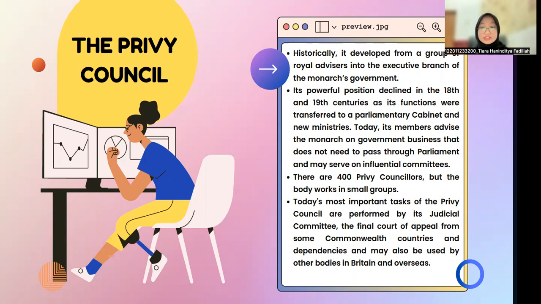There are 400 privy councillors, but the body works in small groups. And today's most important tasks of the Privy Council are performed by its Judicial Committee, the final court of appeal from some Commonwealth countries and dependencies, and may also be used by other bodies in Britain and overseas. Next.